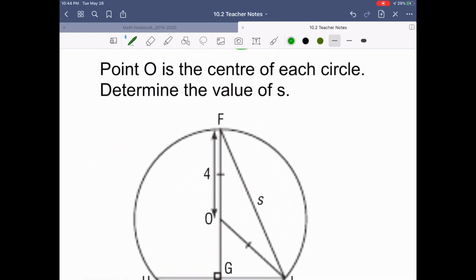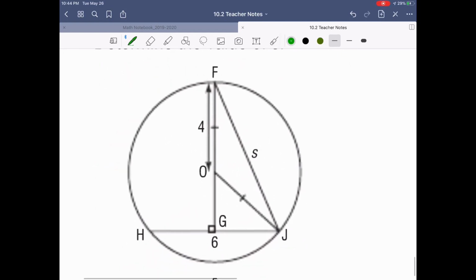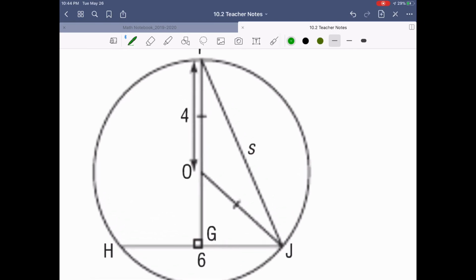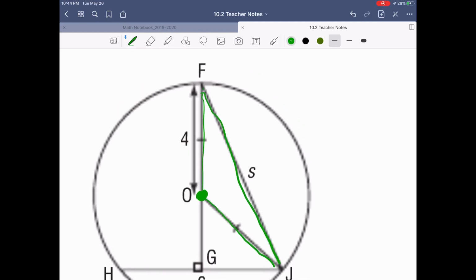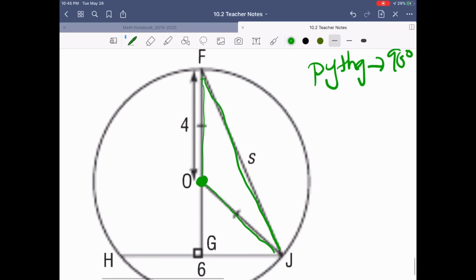Here's another one. Point O is the center of the circle. Determine the value of S. Here, it's a little bit trickier. This is the center of the circle, and it wants you to find S. The first thing you might think is to look at it as an isosceles triangle. But whenever you're trying to find the side length of a triangle, you have to use Pythag, and in order to use Pythag, you need a 90-degree angle. With an isosceles triangle, you don't have a 90-degree angle. So you can't use this isosceles triangle.